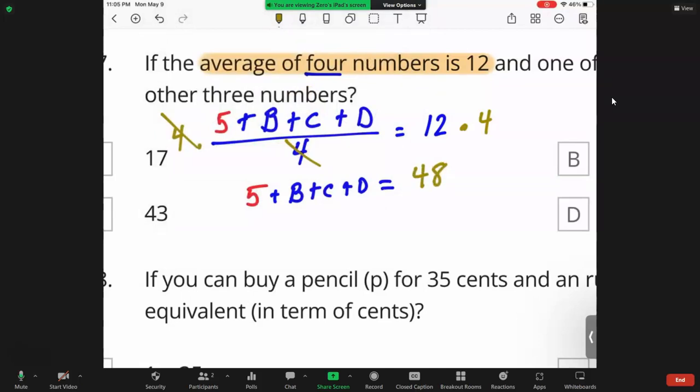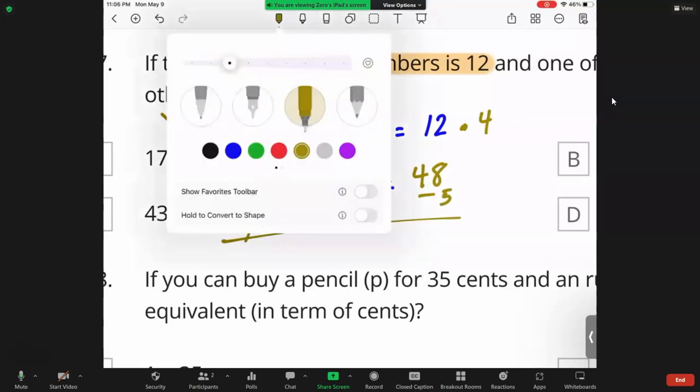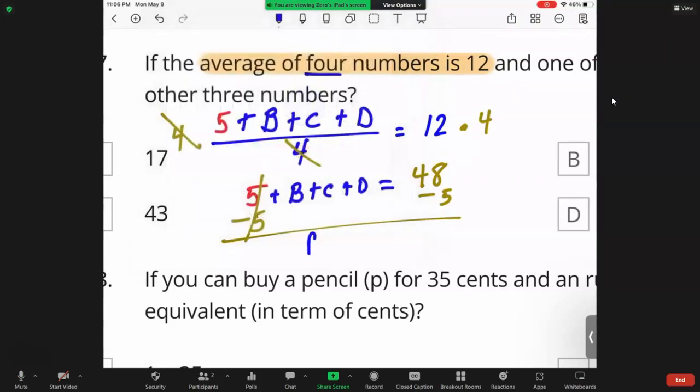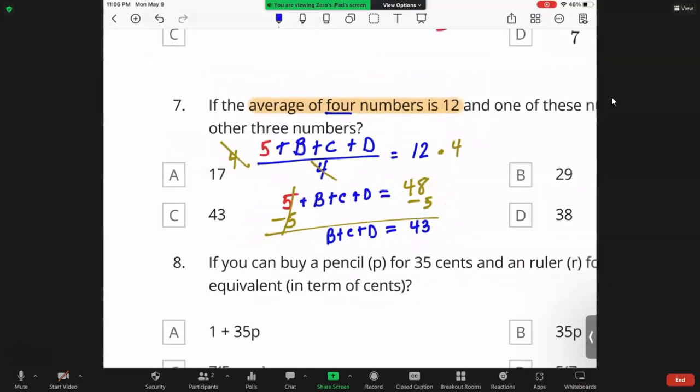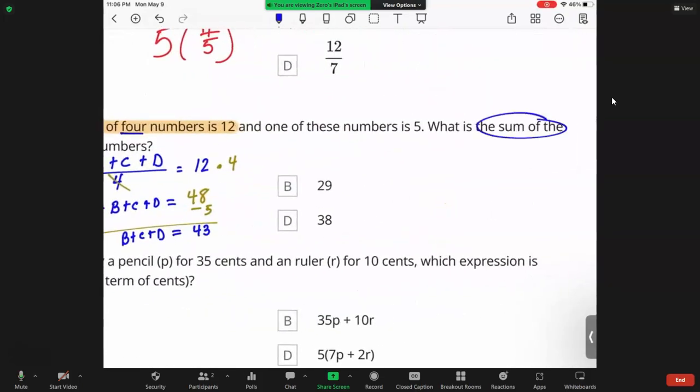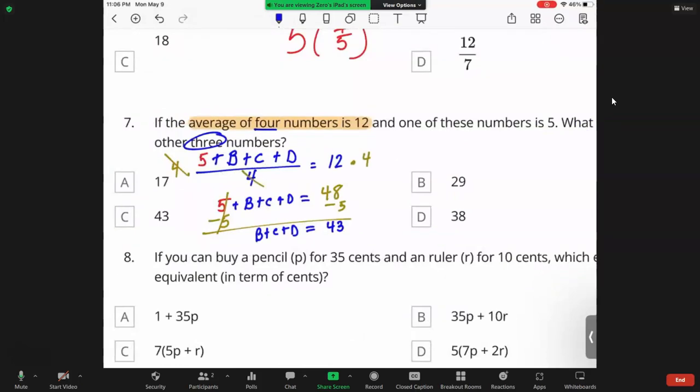Right? And now I'm going to subtract the 5. And we have that B plus C plus D equals 48 minus 5 is 43. So it says, what is the sum of the 3 numbers right here? Here's 3 numbers. B is number 1, C is number 2, and D is number 3. Those are my 3 numbers already. The sum of those numbers is 43.